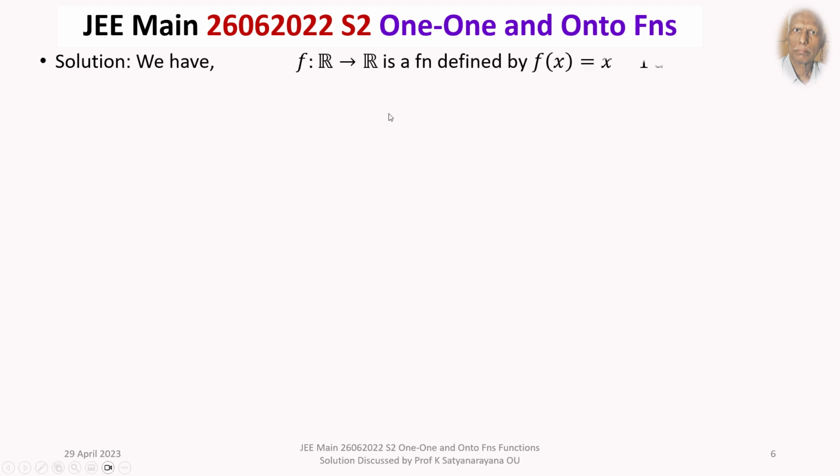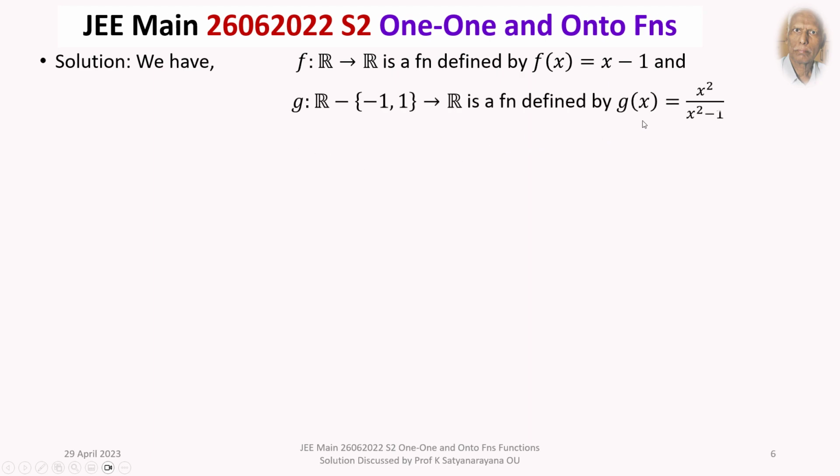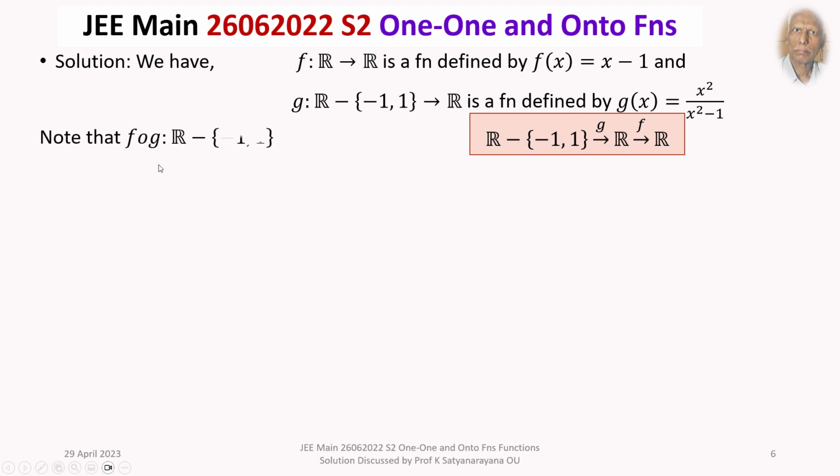We now discuss the solution of the problem in detail. We have f of x is equal to x minus 1. We have g of x is equal to x square by x square minus 1. Notice that g is defined from R minus the set consisting of minus 1 and 1 into R. This is g. And f is defined from R to R. So f compose g is defined from R minus the set consisting of minus 1 and 1 into R.